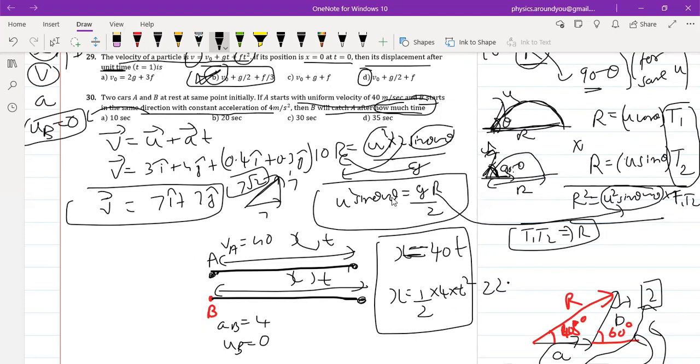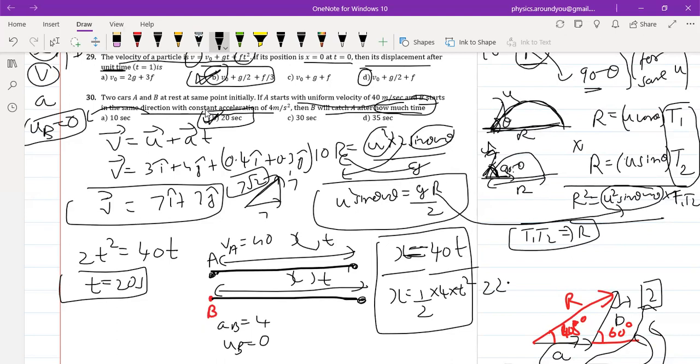Wait, they are not asking where will they meet, they're asking when will they meet. I don't need the x things because I will equate both of them. When I equate both of them, I can calculate the value of t. In other words, I should be getting 2t square should be equal to 40t. That would give you t as 20 seconds. So they meet after how much time? They meet after 20 seconds of time. Either you can do this by relative velocity, you can do this with the kinematic equations, but with relative velocity for this problem, it will require slightly more thinking. But with kinematic equation, straightforward.